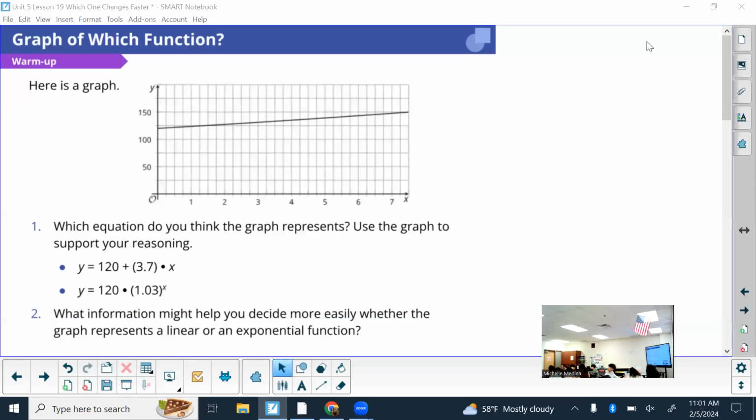So here's a graph. Which equation do you think the graph represents? You have two options. Use the graph to support your reasoning. Additionally, what information might help you decide more easily whether the graph represents a linear or an exponential function?